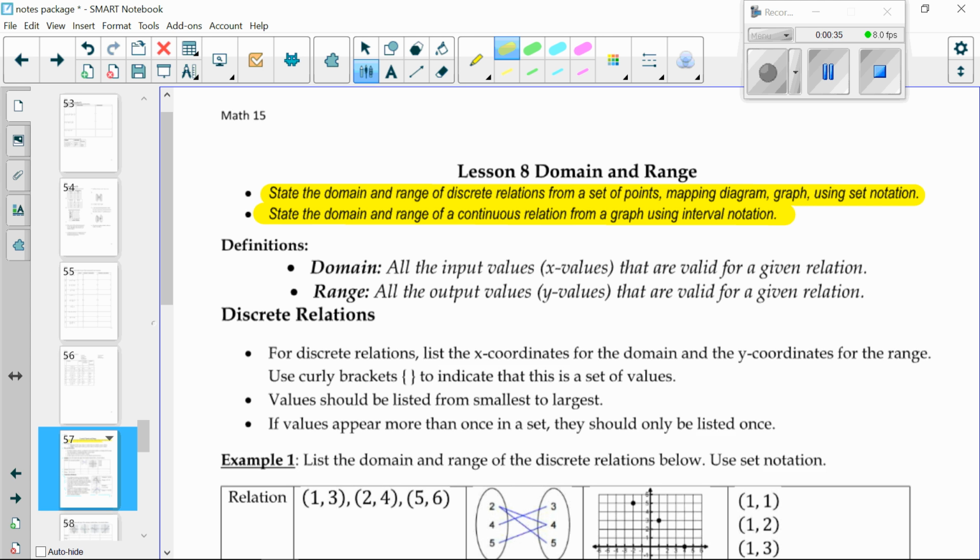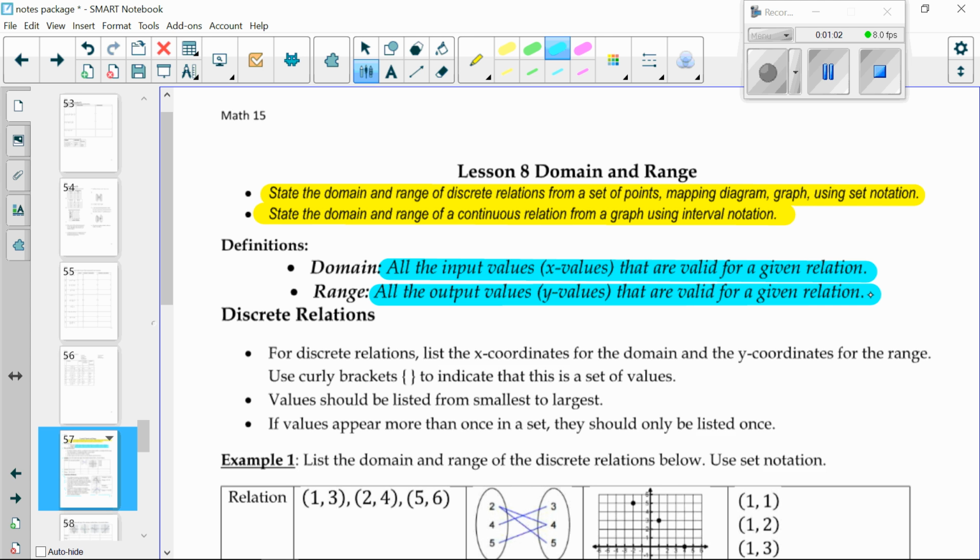Okay, definitions. So these are going to be important. Domain is all the input or x values that are valid for a given relation. It is all the possible values for x that make the relation make sense. The range is all the output or y values that are valid for a given relation. So it's all the possible values for y.